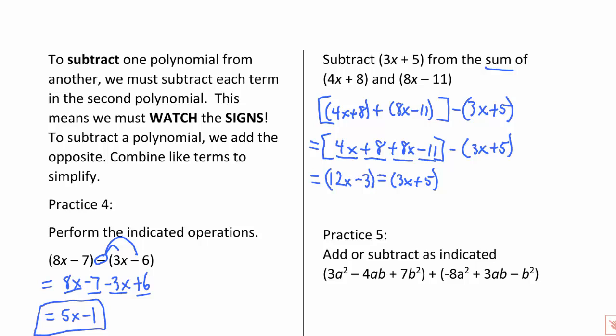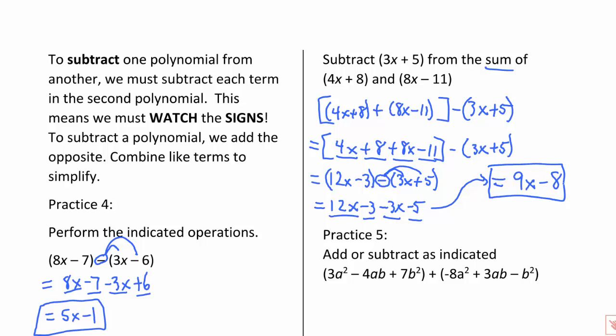And then we can do the subtraction. Take this negative and distribute it to both terms of the second parentheses here. That's going to give me 12x minus 3 minus 3x minus 5. Then just combine like terms. 12x minus 3x is 9x. Negative 3 minus 5 is negative 8. So that's going to give you 9x minus 8.